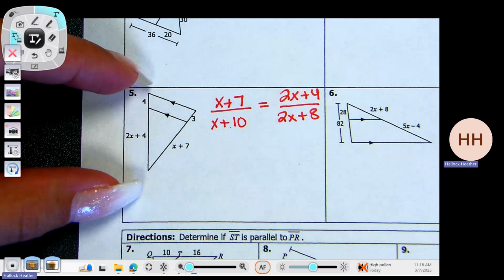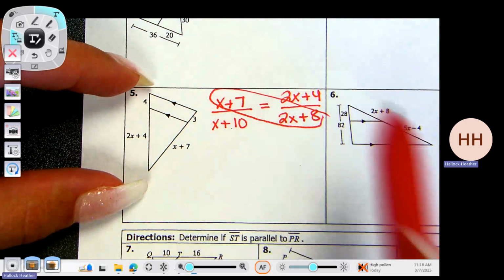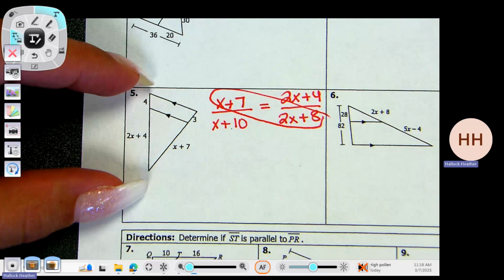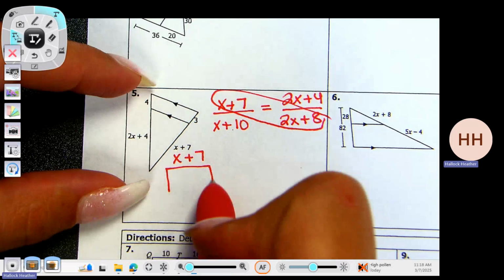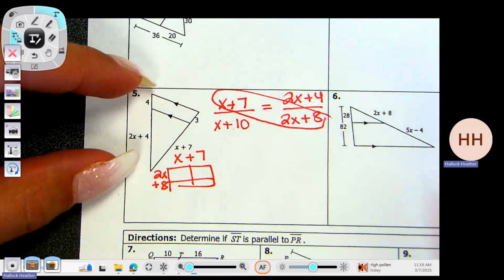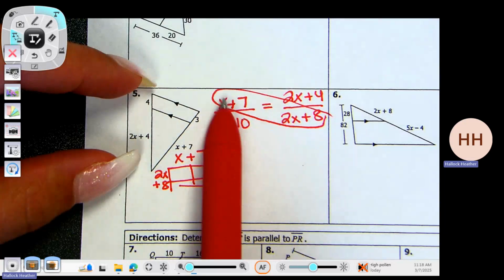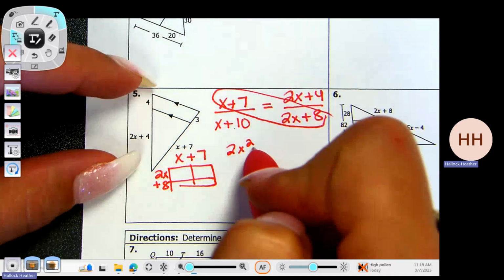You could do this mathematically. You could multiply binomials times binomials, which, depending on how your Algebra 1 teacher taught you, whenever I teach it, I use a box. So x plus 7 multiplied by 2x plus 8. I don't know if you guys use a box. Some of you might have just used FOIL, but 2x times x would give you 2x squared. And then x times 8 gives you 8x.